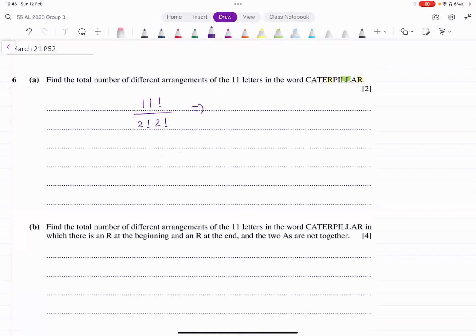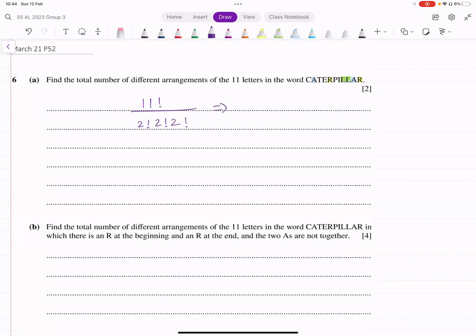What do we get from this? A भी repeat हो रहा है. Yeah, A be repeated. Sorry about that. So A is also repeated. We also have A and A here. So it's 11 factorial over 2 factorial and 2 factorial and 2 factorial. And that is going to give you the result.